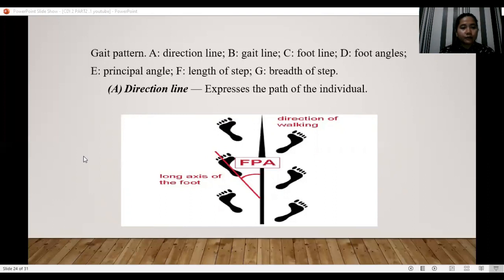So, first is the direction line. When we say direction line, it expresses the path of the individual. So, ito yung nasa gitna na straight line. Ito yung tinatawag na direction line, kasi ito yung nagsasabi kung saan yung direction ng step, kung saan patungo. Kaya tinatawag natin siyang direction line.